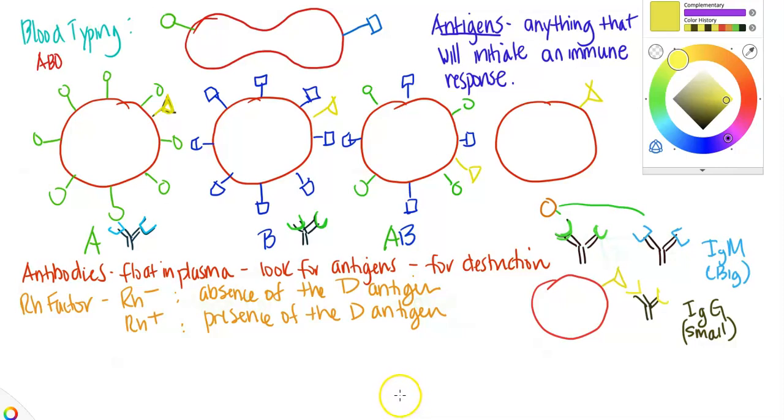Okay, so we'll be doing some blood typing in lab. So hopefully you'll be able to understand that a little bit better, and we'll talk more about antigens and antibodies and all of that.